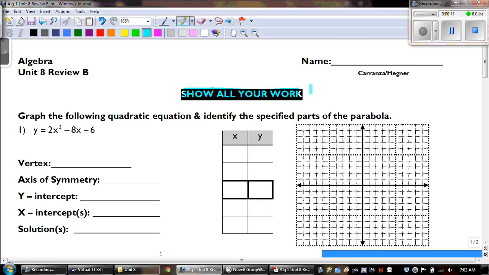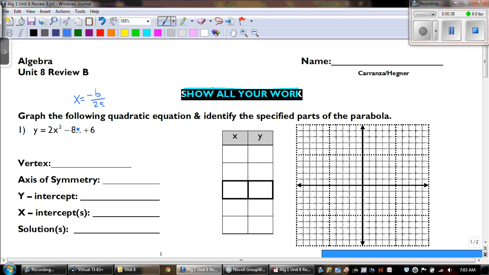Show all your work. Okay, it says to graph the following quadratic equation and identify the specified parts of the parabola. So we have y equals 2x squared minus 8x plus 6. The first thing that I noticed about this is that it's in standard form. And when it's in standard form, the first thing I need to find is the vertex, and I'm going to use the formula x equals the opposite of b over 2a.